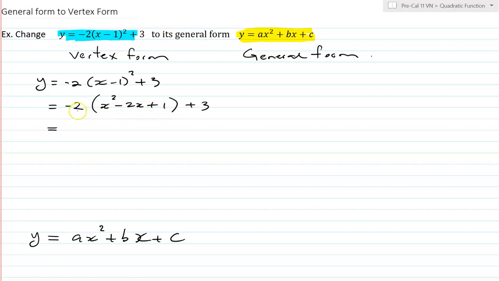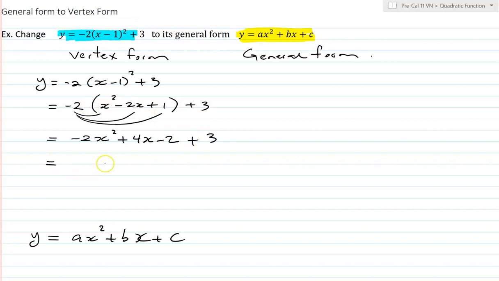Next, multiply negative 2 into the bracket, one term at a time. That's what we've got to do. So here we go: minus 2x squared plus 4x minus 2. The bracket is gone, and then plus 3.